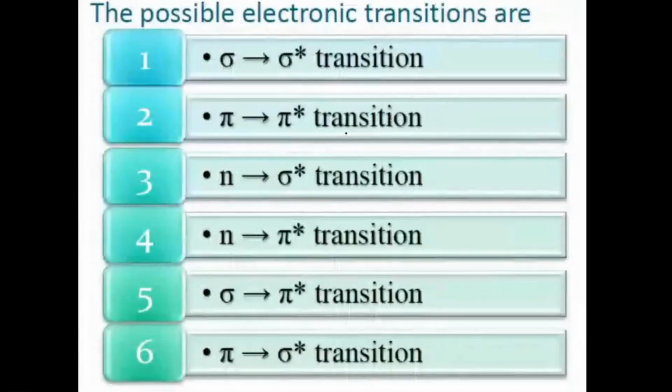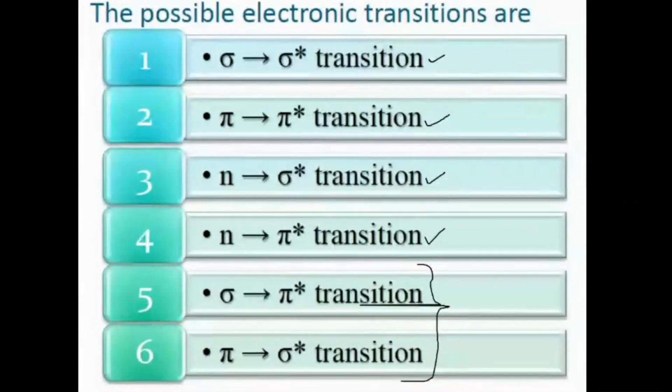Let's go a little deep into this. The possible transitions are sigma to sigma star, pi to pi star, n to sigma star, n to pi star. We have just now seen that n electrons can jump into pi star also and sigma star also. Now, there are two more transitions, sigma to pi star and pi to sigma star. These two transitions are not possible, they are forbidden.